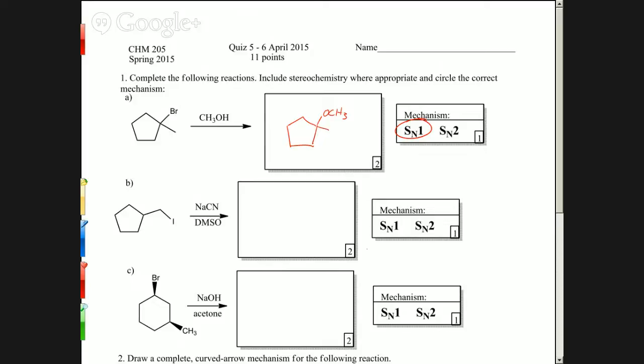Questions about that one? All right, next one. What kind of a substrate do we have here? Yeah, this is a primary substrate on the end. So what kind of a substitution is likely here? Right. So we're going to expect an SN2 reaction. What's the nucleophile?